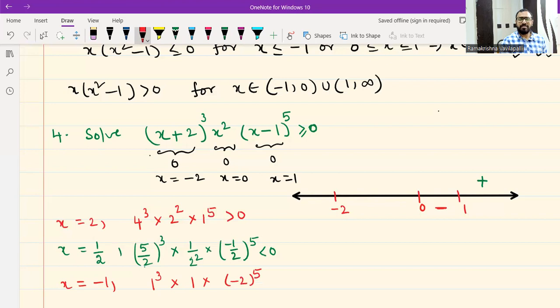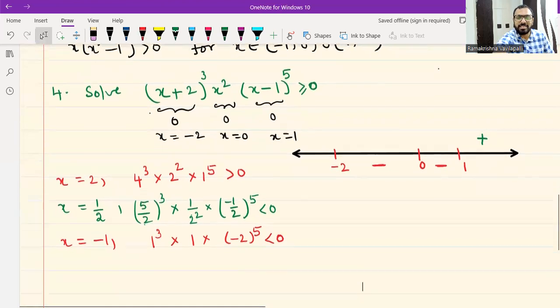So clearly, the first one is positive, the second one is positive, the third one is negative. So this expression is negative. Here we got a negative sign. This is quite different from the previous two examples. Here the sign to the right of 0 and to the left of 0 remains the same. Here minus, here minus.